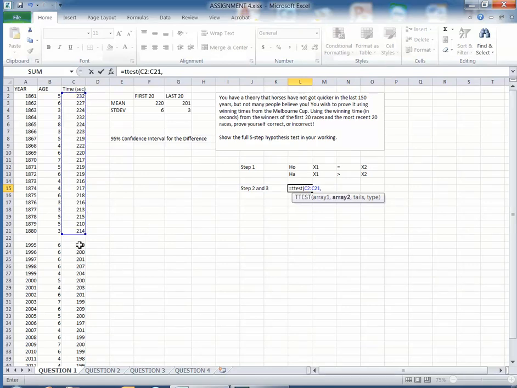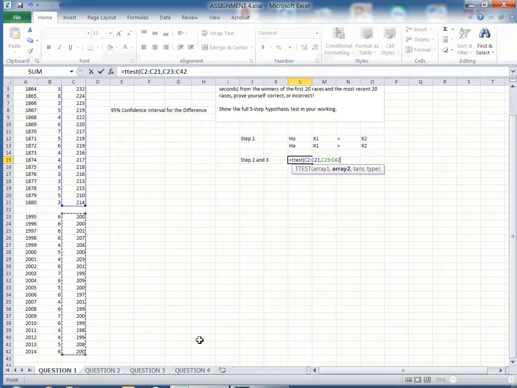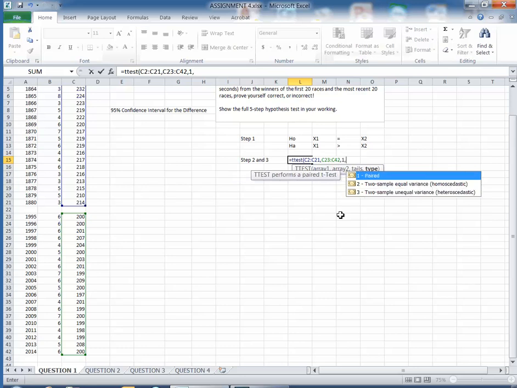Array 1, array 2, number of tails is 1, because we're only interested in, is x1 greater than x2? We're not looking at, is x1 just different to x2? In other words, is the first 20 years of winning time significantly smaller, or significantly larger? We just want to know if it's significantly larger, so it's one-tailed. And then it's not paired data, it's two-sample data, and we always go number 3 for that, unequal variance.